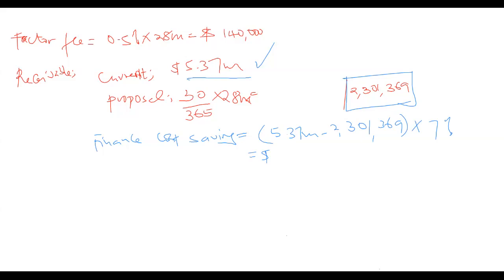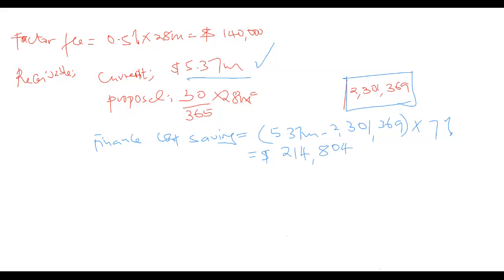I'm getting 214,804 for the company finance cost saving. And for option one, there's nothing else we're going to calculate. I think that is it for option one.